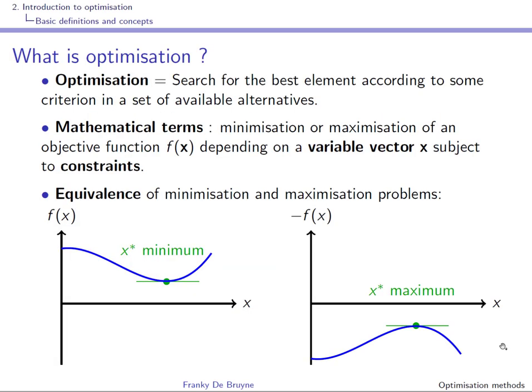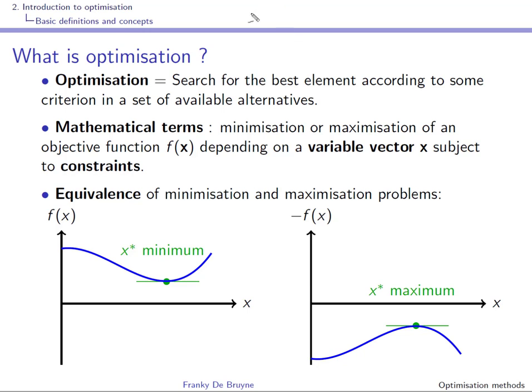Let us start this introduction to optimization with a definition of optimization. If you look in a dictionary, you will find something like: optimization is the search for the best element according to some criterion in a set of available alternatives. In mathematical terms, we speak of the minimization or maximization of the objective function f of x that depends on the variable vector x subject to constraints.